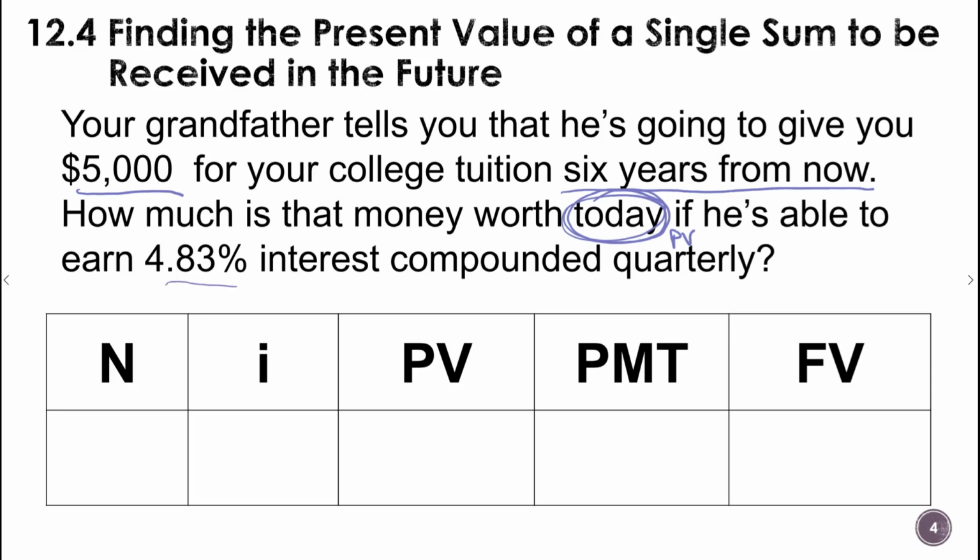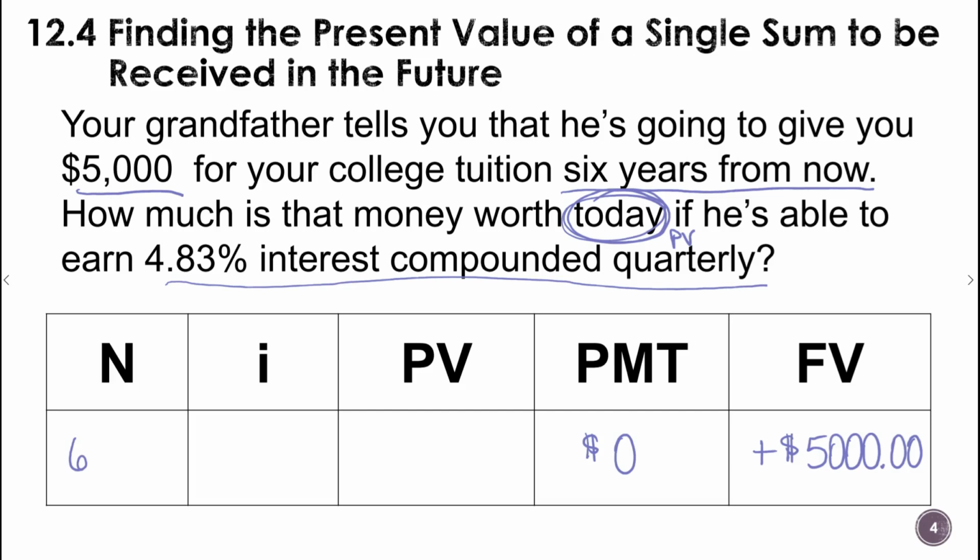If he's able to earn 4.83% interest compounded quarterly. It may seem a little weird at first as you start setting these up, but if he's going to give you $5,000 in 6 years, then that is our future value. Remember, it is positive, so you just put in $5,000 and you don't have to put a sign because it's already positive. We are not making a payment, so we're going to put a 0 there. For 6 years, compounded quarterly, we're going to have 24 periods in this account.